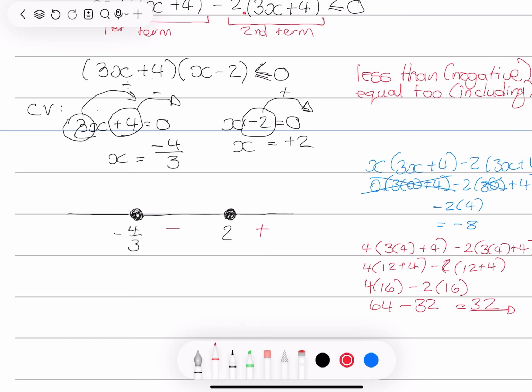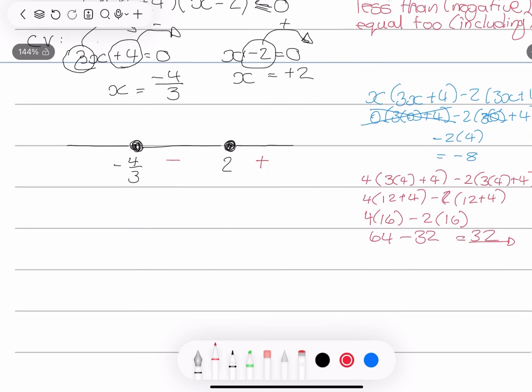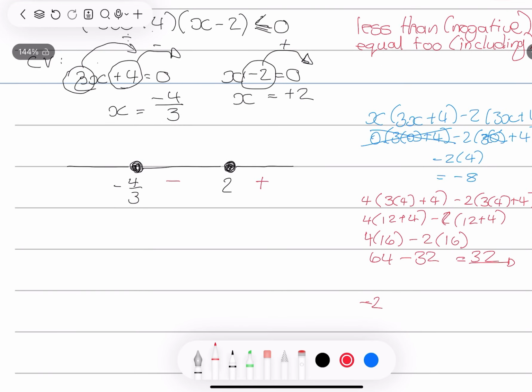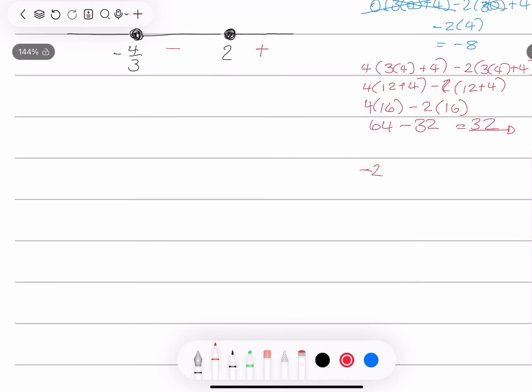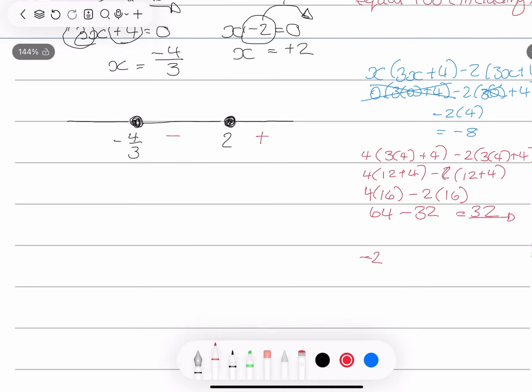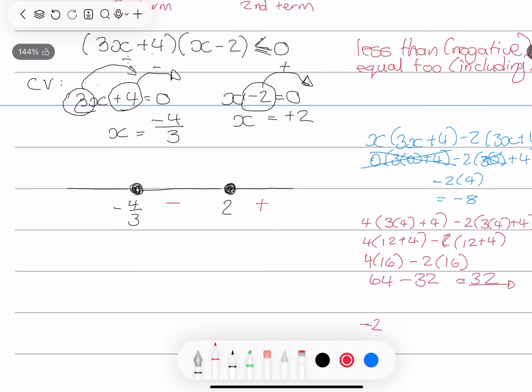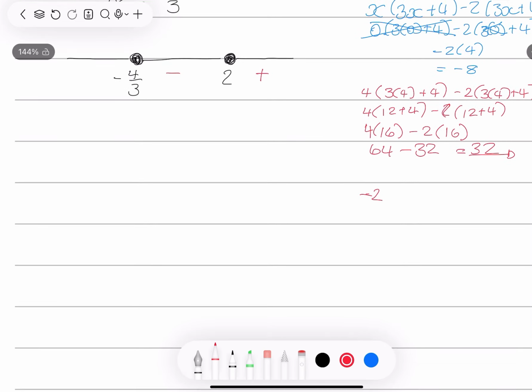And again, if we were to substitute a number less than, so like minus 2, let's redo it again. Just trying to go down. So if you go minus 2, you must remember we're substituting from the original x bracket 3x plus 4 bracket minus 2 bracket 3x plus 4. So we're using the original question to find where on our number line can we find a true value that makes the statement true, where the value is less than 0, meaning less than meaning negative. All right. So now we're substituting negative 2.